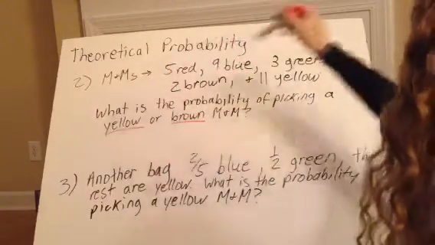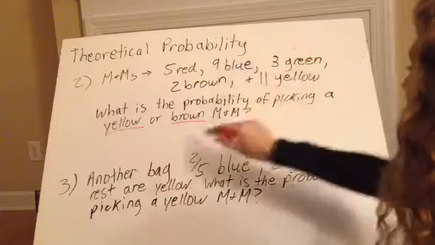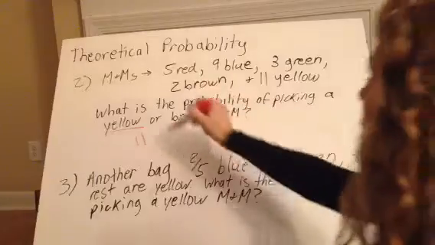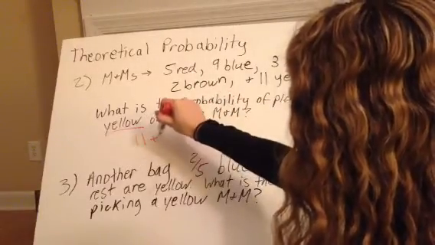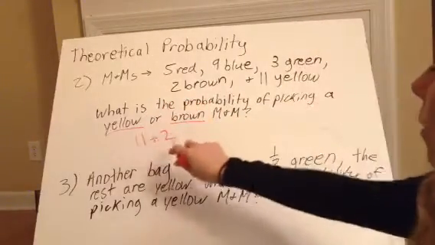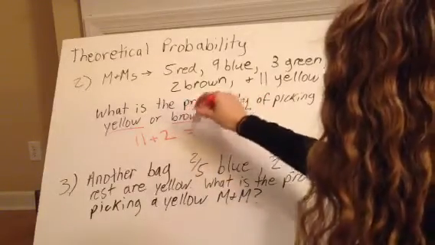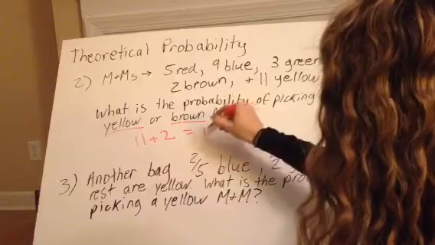We have the yellow, that we know they're 11. So I'll put that here so we remember. And then we have brown. There are 2 brown. So we need to find the probability of picking one or the other. So either one works as our favorable outcome. So if we add those together, we get 13.